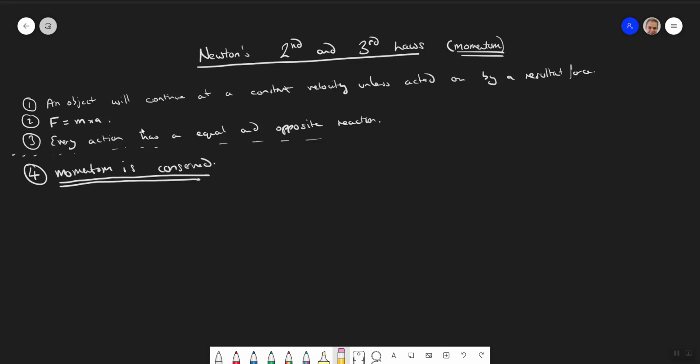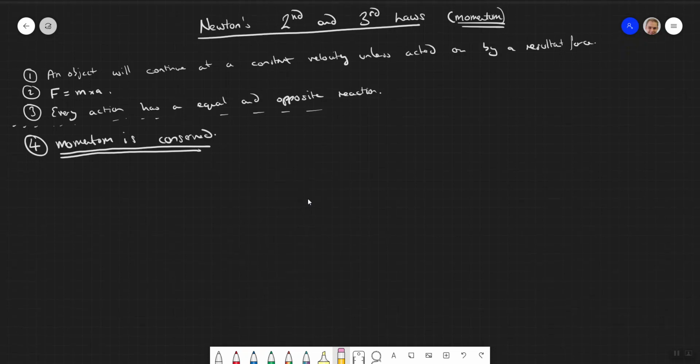And this fourth law, it's not really a law, he never said this, but this fourth principle, which is at play here, is that momentum is conserved. These three laws arise out of the fact that this statement is true. I've just listed it there as number 4, the fourth thing we know. It's not a law of Newton.